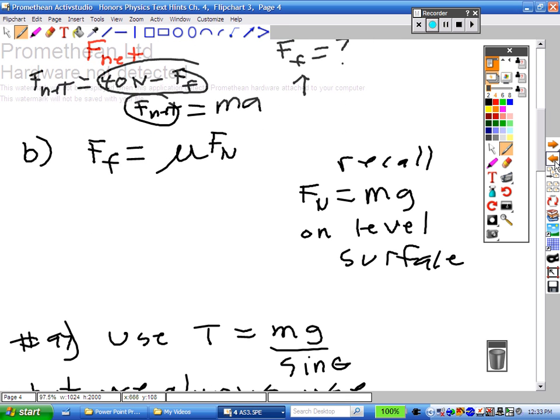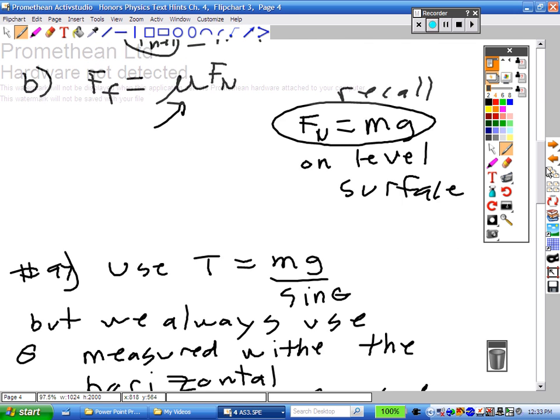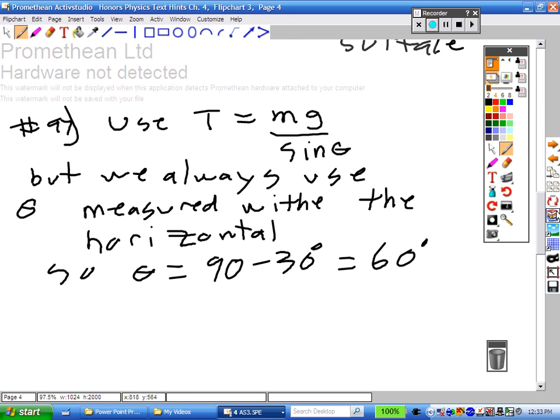Part B, the force of friction equals mu times the normal force. Remember, mu is the coefficient of friction. But the normal force is just the force of something pushing back up to not be crushed. The normal force on a level surface is always mg, the same as the force of gravity. The final hint I would like to give you is number 97.